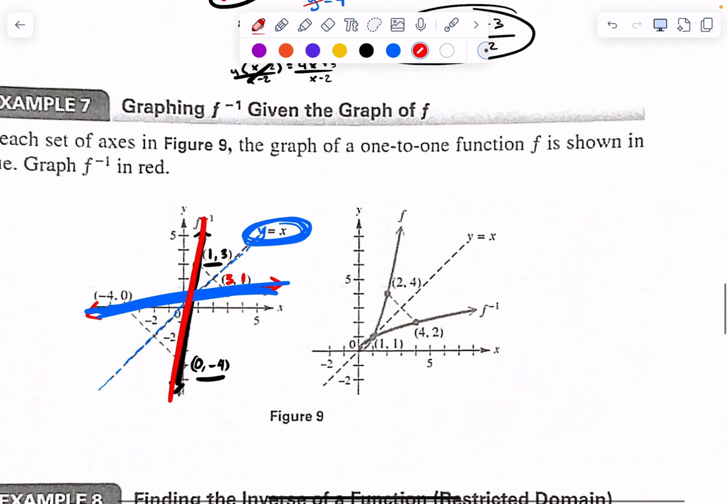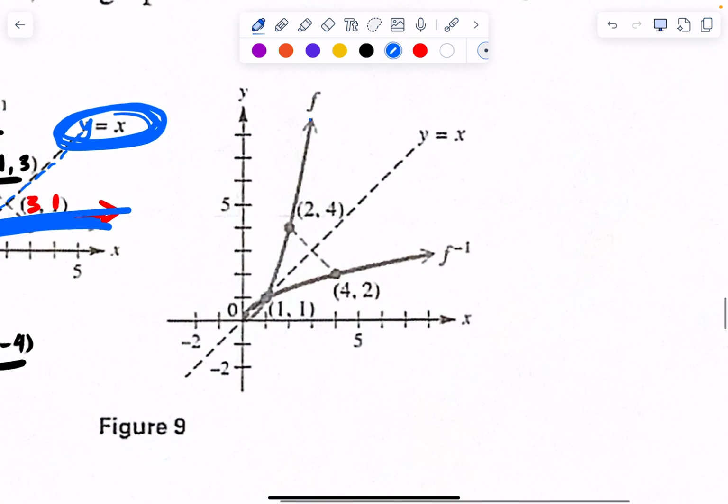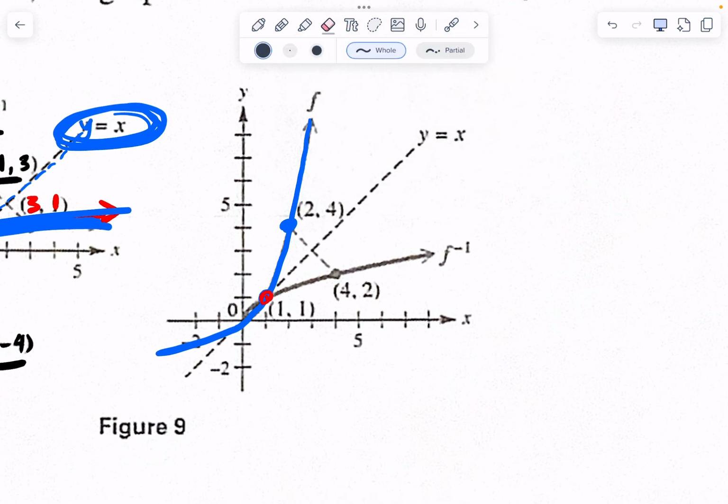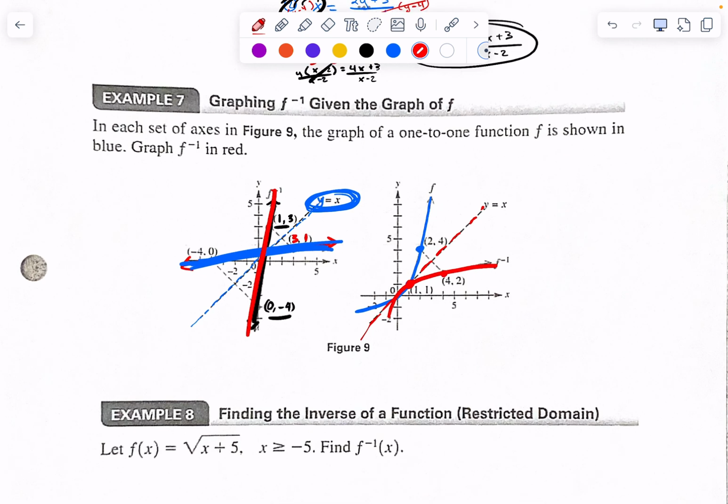Here, the original guy, the blue guy, has coordinate points (2, 4) and (1, 1), right? Now, the red guy: if we take (1, 1) and flip it, it is also (1, 1). If we take (2, 4) and flip it, it's (4, 2). And so now he looks like this. Are they flipped across this dotted line? You betcha.